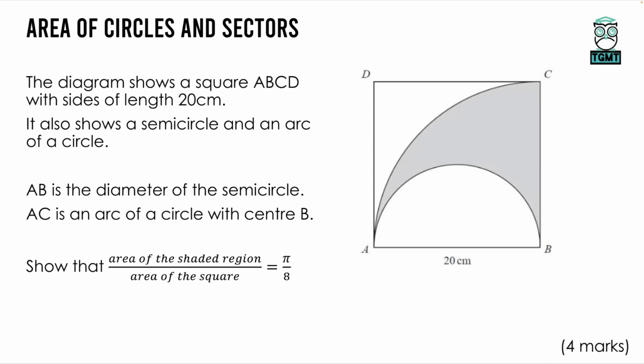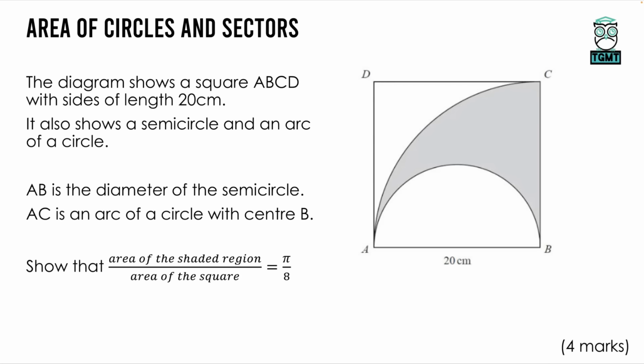So it's a strange diagram. It says we have a square with side lengths of 20. It also shows a semicircle and an arc of a circle. AB is the diameter of the semicircle and AC is an arc of a circle with centre B. Show that the area of the shaded region over the area of the square is pi over 8.